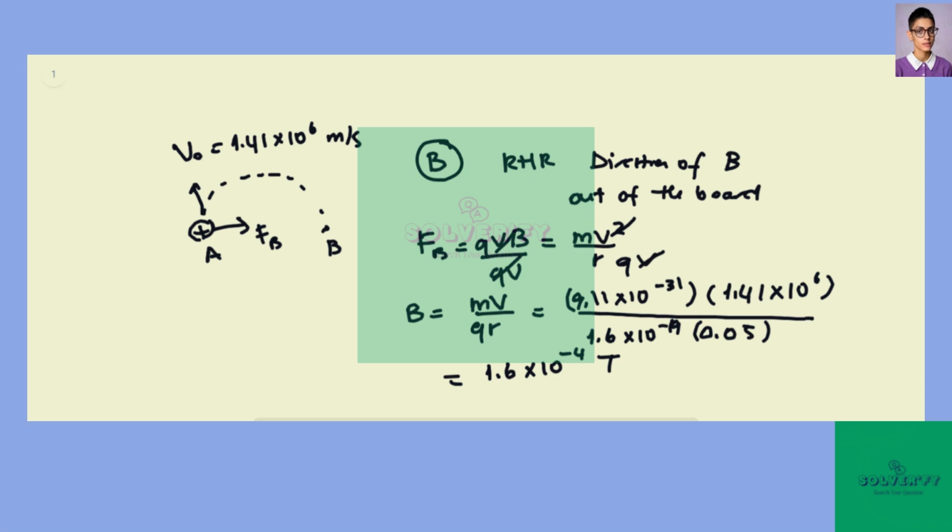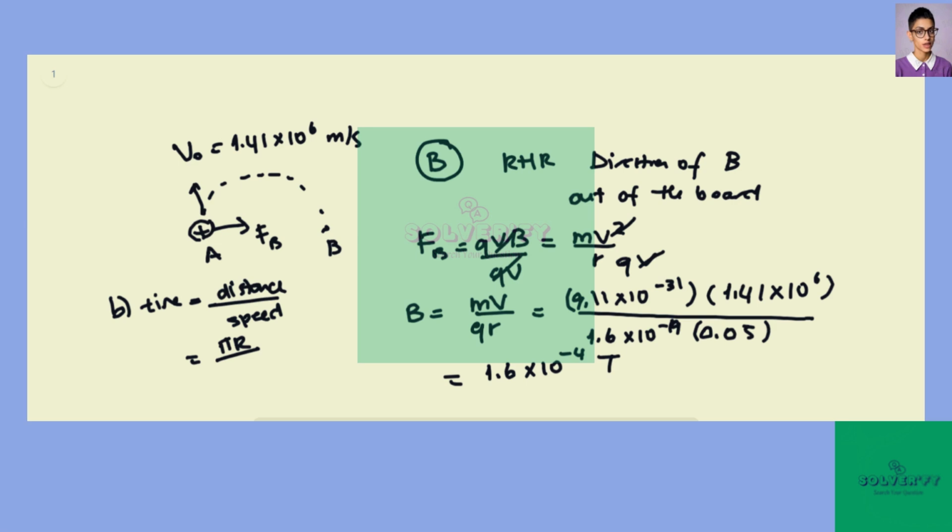Now we are asked in part B, let's put it here. In part B, we're asked to calculate the time that it takes for this proton to go from point A to B. As you know, time equals distance divided by the speed. Our distance is the semicircle, so it's half of 2 pi r, which means it's pi r over the speed.